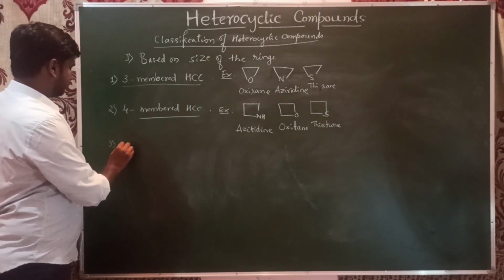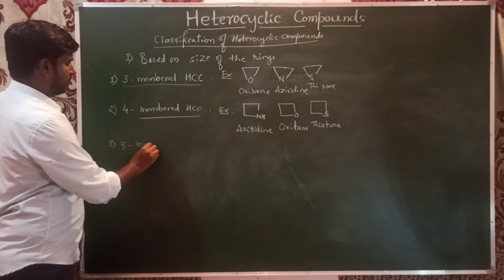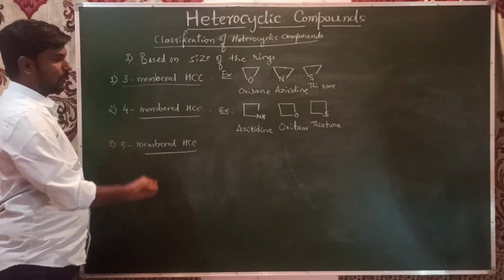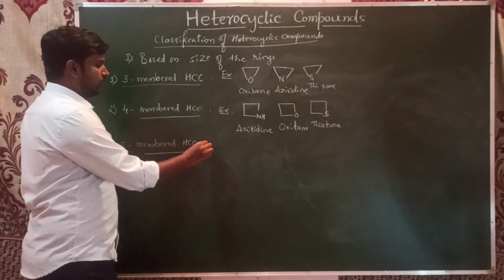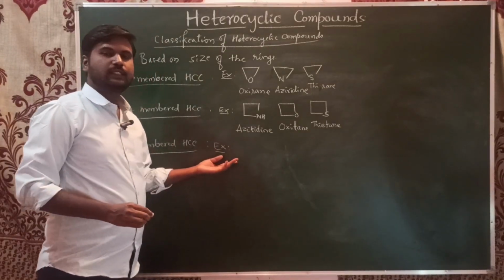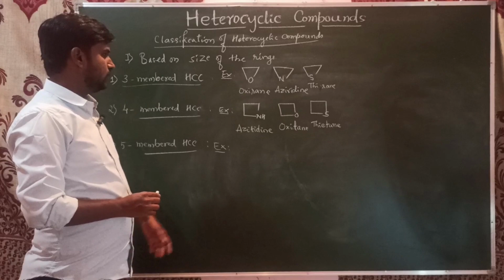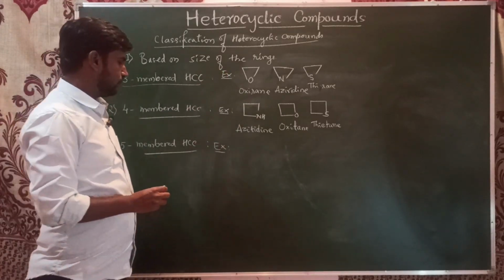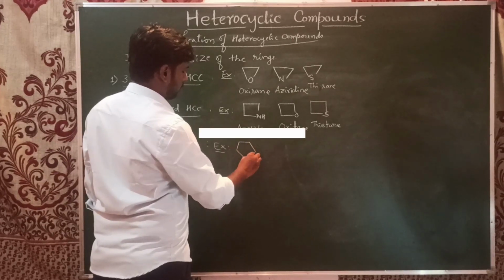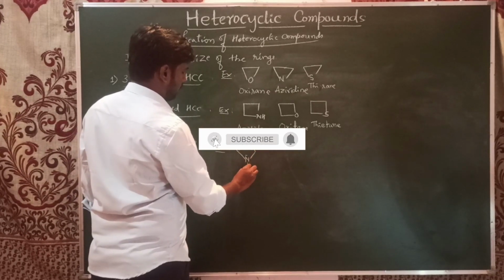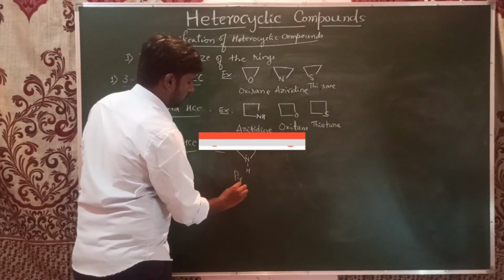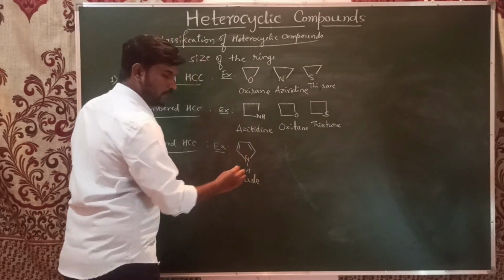The third one is five-membered heterocyclic compounds. From now onwards, we can see the aromatic heterocyclic compounds also. These earlier ones are all aliphatic or alicyclic heterocyclic compounds. So here, this is one of the very important heterocyclic compounds. This is known as pyrrole.